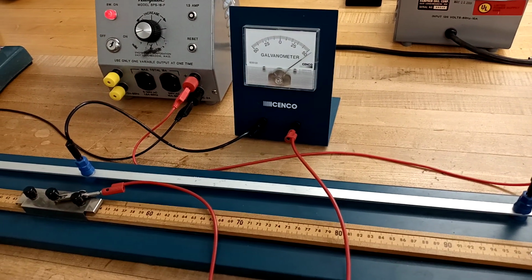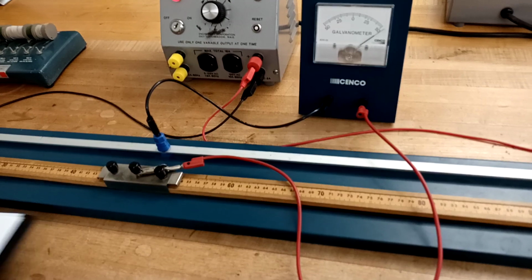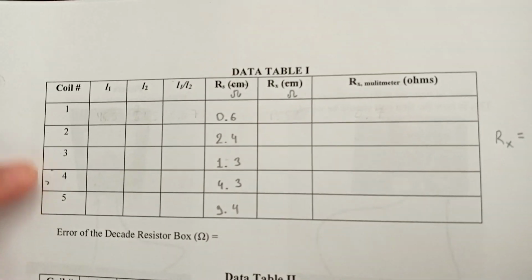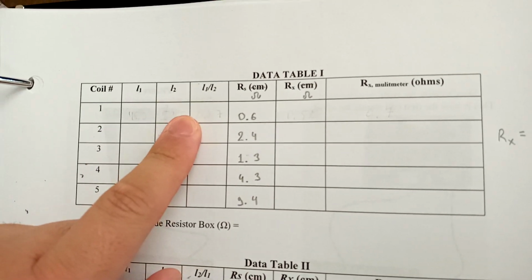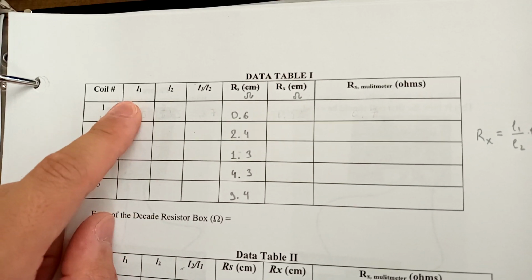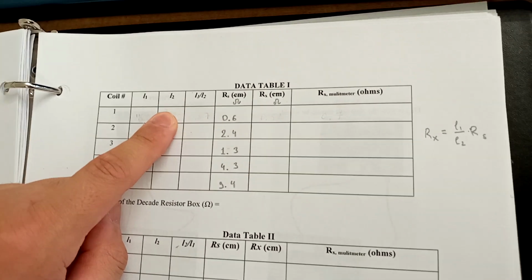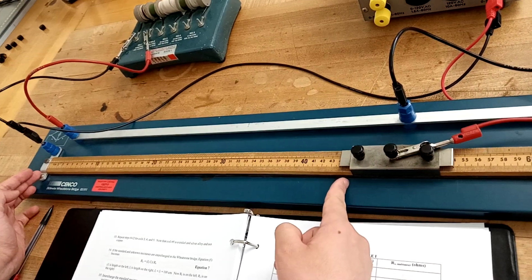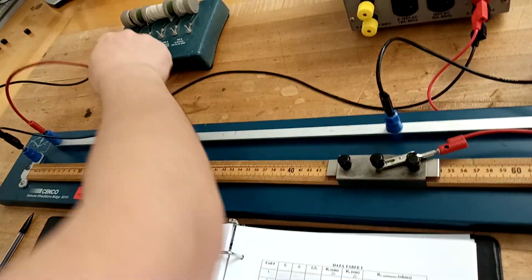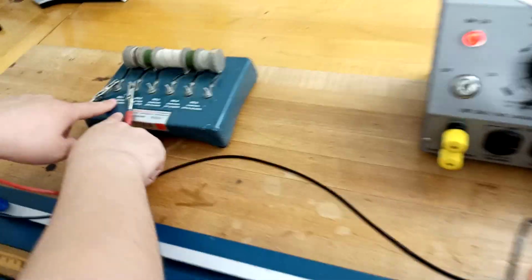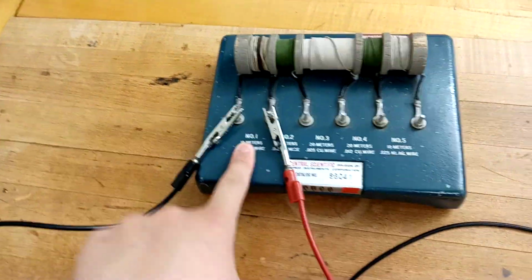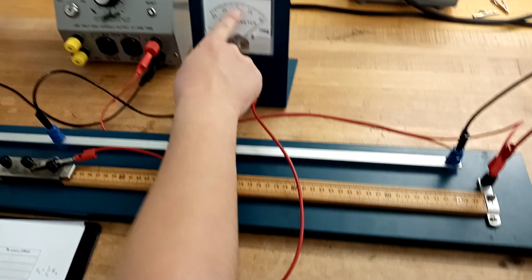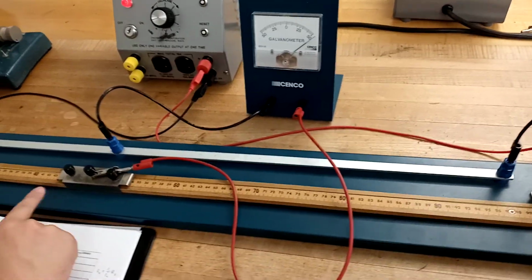Alright, so now let's get started filling our data table 1. Here we have 5 different coils and these L1 and L2 values. L1 and L2 values are basically the distances along this wire when the galvanometer is 0. Here we already set our system to coil number 1, and now we are going to bring this galvanometer to 0 by moving this moving wire.